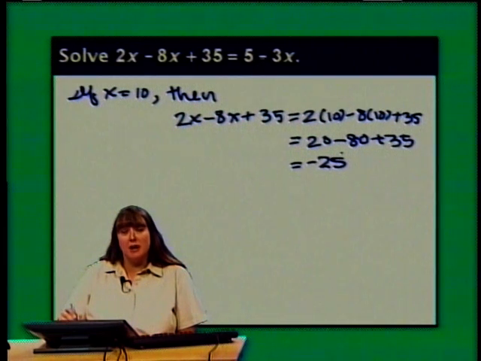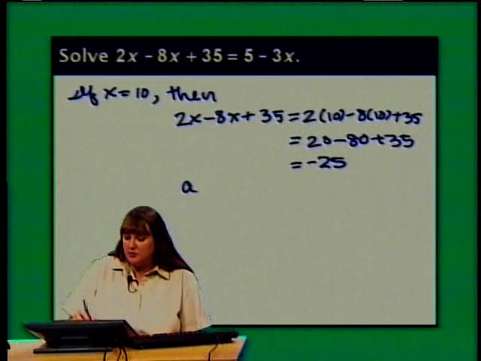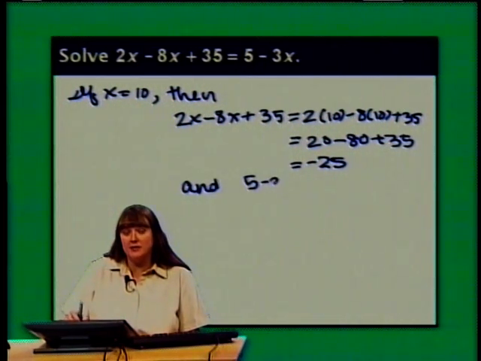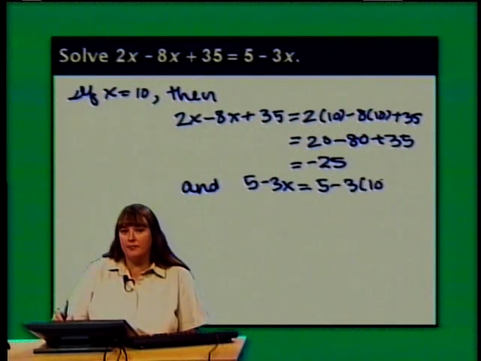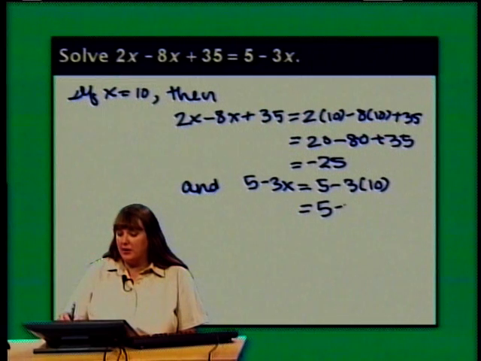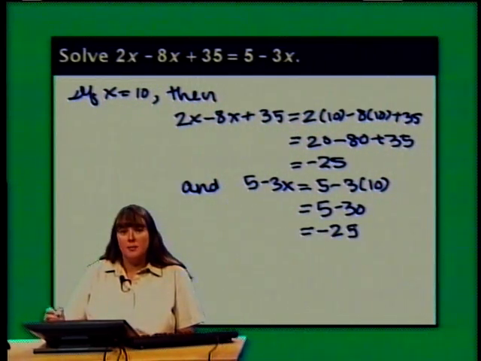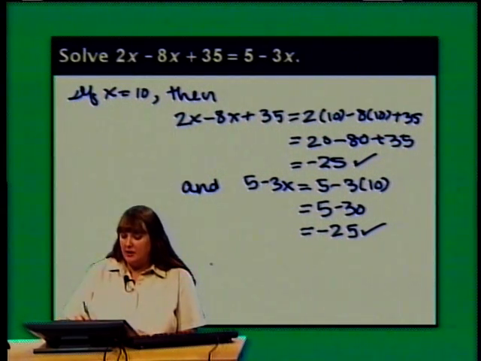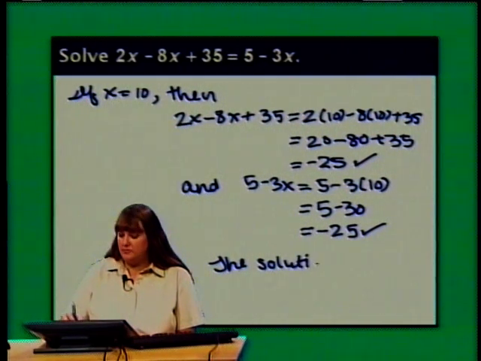Now I need to also see what happens when we substitute 10 for x on the right-hand side of the equation. So if x equals 10, then 5 minus 3x would equal 5 minus 3 times 10, which is 5 minus 30, which is negative 25. My proposed solution checks because both sides of the equation evaluate to negative 25 when x equals 10. So now I can state my conclusion. The solution is 10.